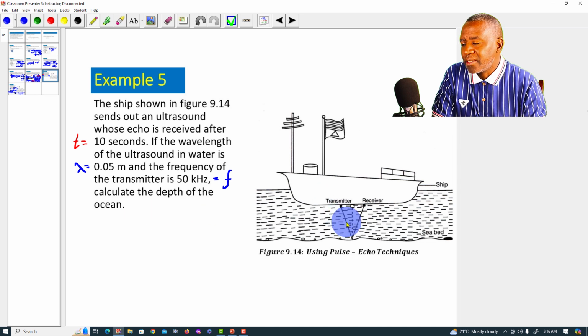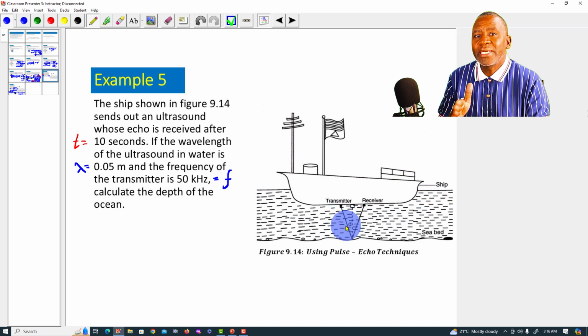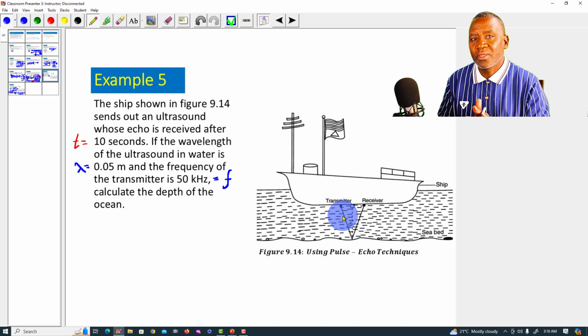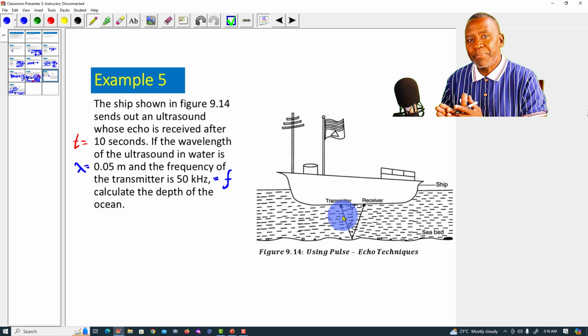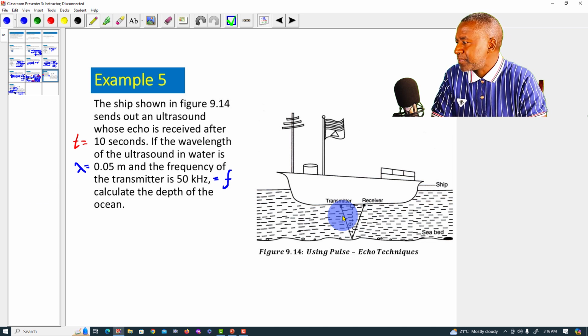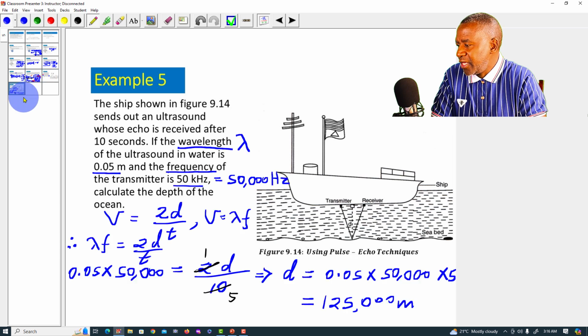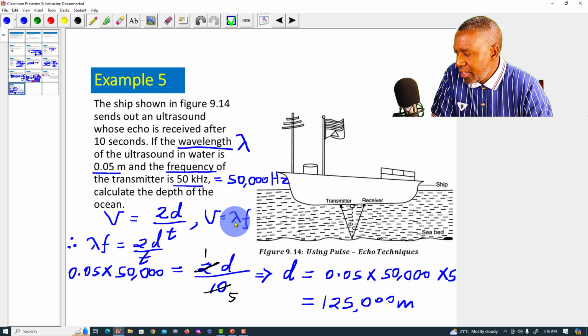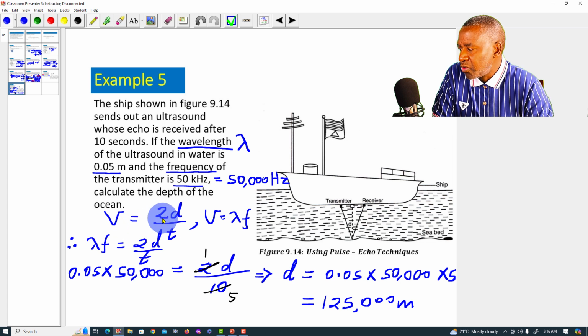Calculate D. So it's just like being asked to calculate the distance between the two walls, or the distance from where the boy was clapping all the way to the wall. A very simple concept. Here I've given you the calculation. By using v equals 2d over t, and remembering that v equals lambda f, therefore lambda f equals 2d over t. Lambda is 0.05 meters, the frequency is 50,000 hertz, and t is 10, so it's equal to 2d over 10.